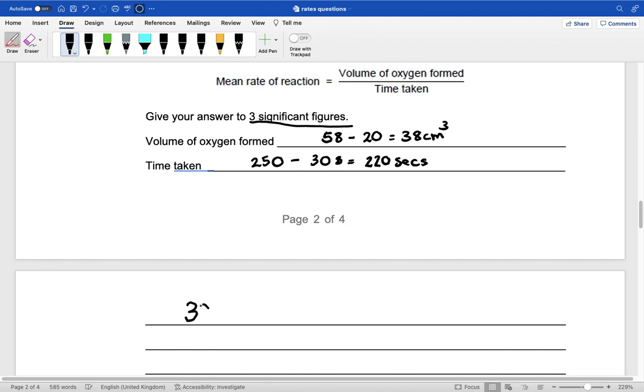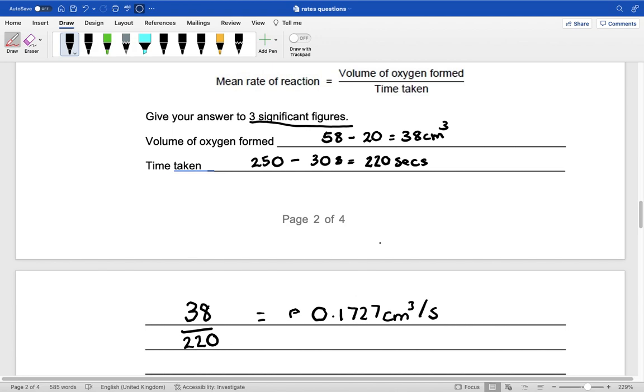So it's 38 divided by 220. Now I'm going to put that into my calculator because I can't work that out in my head. So it's 38 divided by 220 equals 0.1727, and that would be centimetres cubed per second.